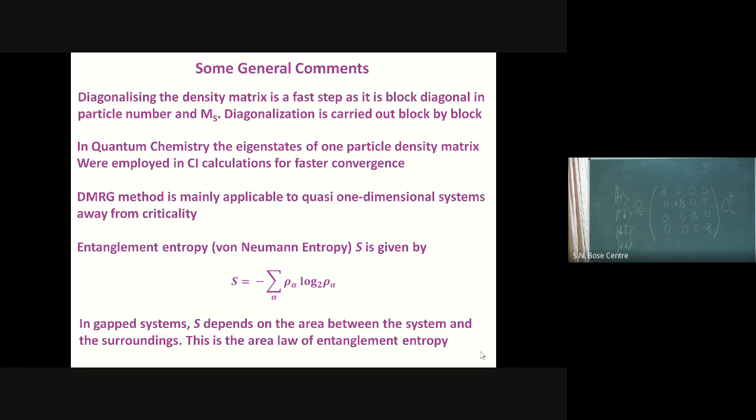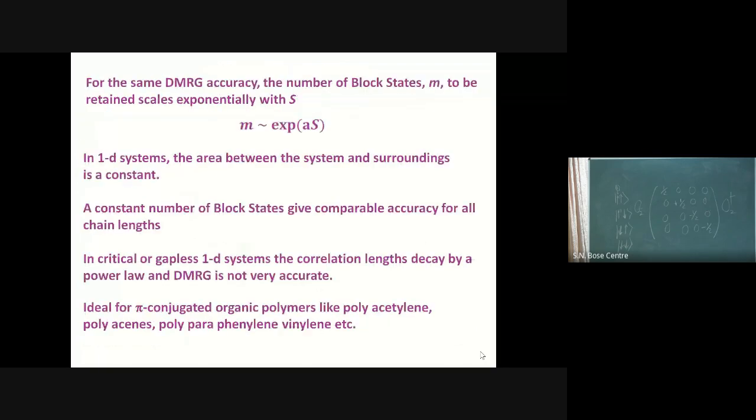So what happens is that it has been shown that for a given accuracy, the number of density matrix eigenvectors you have to retain, which is m, goes as exponential of s. Okay, it's proportional to the exponential of s. And if s is a constant, independent of the system size, you will have the same accuracy for a fixed m. So you can do the calculations for larger and larger systems without increasing the number of density matrix eigenvectors you have to retain. So that is one of the major advantages of one-dimensional systems.